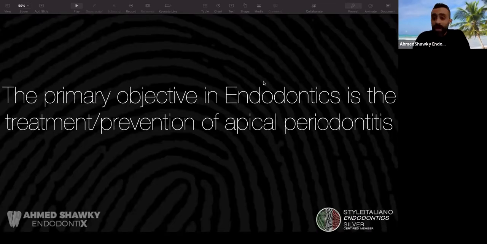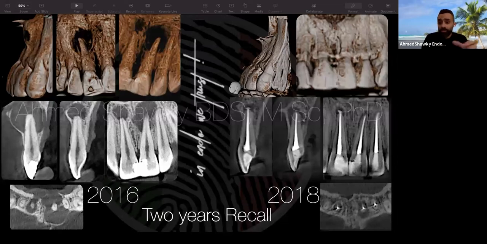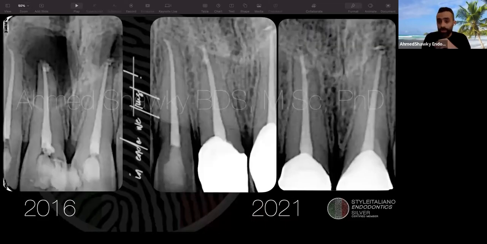Okay, the primary objective in our endodontic treatment is the treatment and prevention of apical periodontitis. Of course, we do all the procedures in order to treat apical periodontitis and prevent its recurrence in our cases. So you can see here that we have a large periapical lesion that can be assumed as a cystic lesion, but with accurate diagnosis, we have reached the final decision that this is an endodontic lesion. And with only non-surgical endodontics, we can reach healing. As you see here, the 2 years recall shows almost complete healing, and we continue to follow up the cases until 5 years, and we have complete healing and prevention of apical periodontitis.